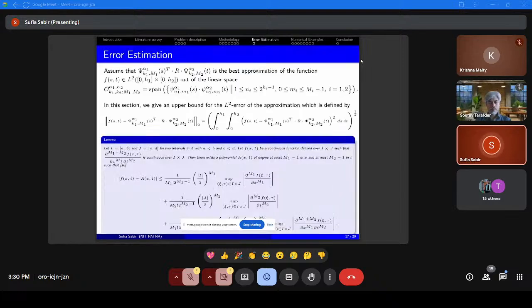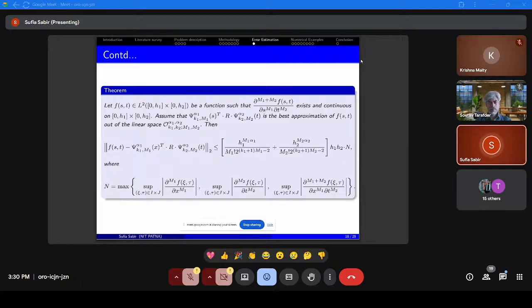In this slide, we have presented the error analysis of our proposed approach. The authors of 10 have proved the following bounds. We have used this lemma and proved the next theorem. The statement of this theorem is that if the function F(S,T) belongs to L2 of 0 to H1 cross 0 to H2, and if this partial derivative exists and is continuous on 0 to H1 cross 0 to H2, then we have the following upper bound for the L2 error.